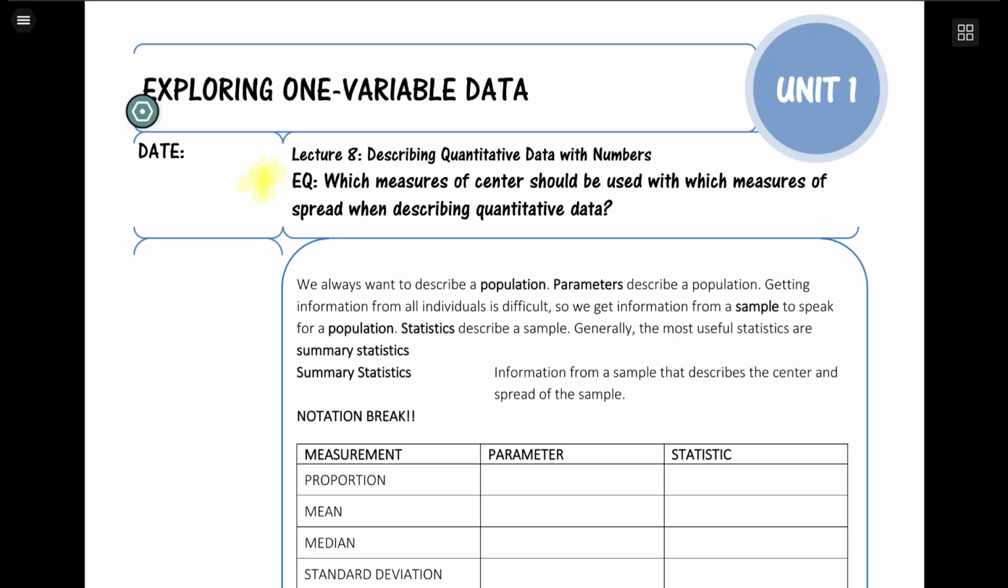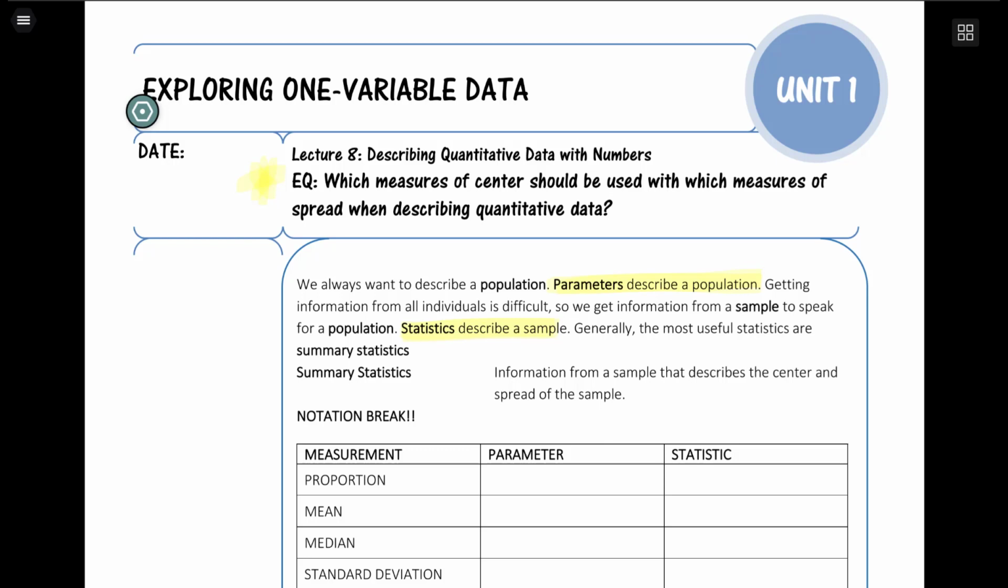So let's get some background information first. We always want to describe a population. Parameters are what describe a population. Okay, these are numbers. Getting information from all individuals, though, is difficult. So what we do is we get information from a sample to speak for that population. And those are statistics. Generally the most useful statistics are summary statistics, because these are the statistics that describe a sample in ways that we are interested in. So summary statistics are information from a sample that describes the center and spread of that sample.